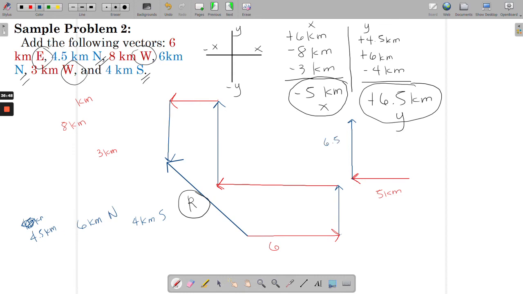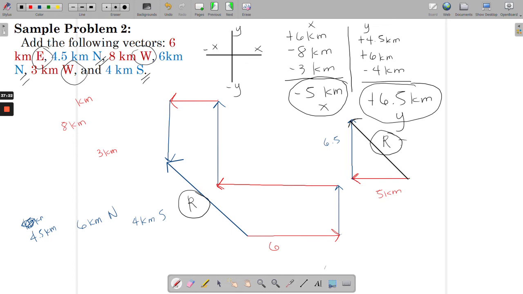So your resultant should be, you have to connect the tail of your first vector to the head of your last vector. So you have something here, and it's going in this direction. It's not perfect, but it's something like that. So that is your vector, or that is your resultant.